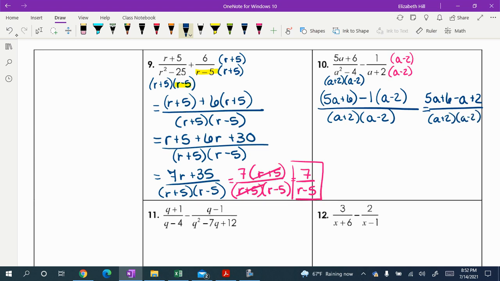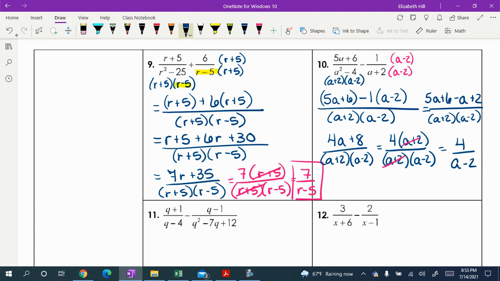5a minus a, so that's going to give me 4a. 6 plus 2 is 8. So notice we've got a little bit of simplifying that we can do here. I could take out a 4 and leave behind an a plus 2, and that is going to cancel out with an a plus 2 down below. And so we're left with 4 over a minus 2.